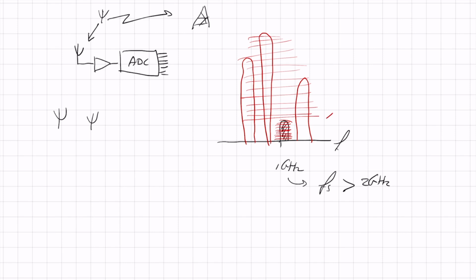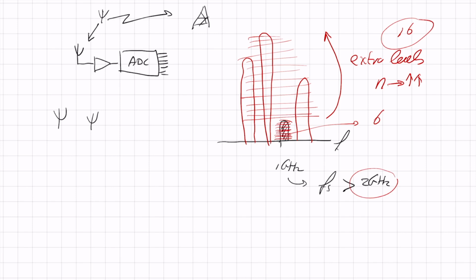So then I need a lot of extra levels, and thus the number of bits just goes up. Where I maybe need like 6 bit here, maybe I need 16 over here, because those interferers can be huge. And then I have a problem, because then I need to have something like 16 bits and 2 gigahertz bandwidth or 2 gigasample sample rate.